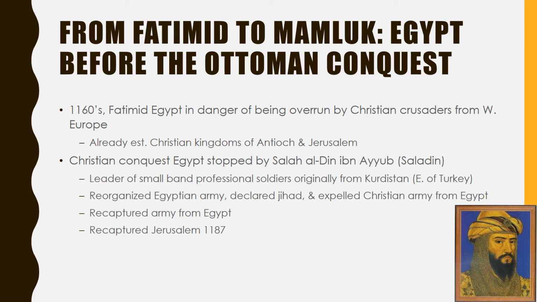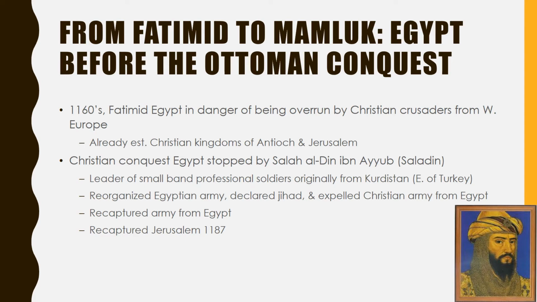So there was an effort by the Crusaders to conquer Egypt, and that Christian conquest of Egypt was stopped by he's famously known in the Western world as Saladin. That wasn't his actual name. His actual name was Salah al-Din ibn Ayyub, but everybody in the Western world calls him Saladin, so we'll call him Saladin because that's probably what you've heard of him as before. He initially was the leader of a small band of professional soldiers from Kurdistan, which is to the east of Turkey. And he was an expert military genius.